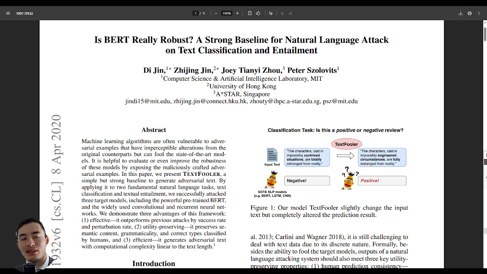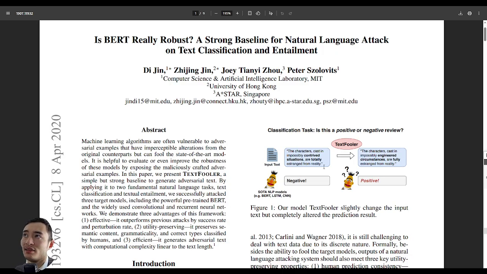In 2019, the first version of the paper that asked the question, is BERT really robust? A strong baseline for natural language attack on text classification and entailment? And the answer was no. They built a tool called TextFooler where they applied it to a sentiment task where an AI reads a review and decides if it is positive or negative. So the same way that Amazon, Yelp, app stores, or movie reviews would use to filter reviews.